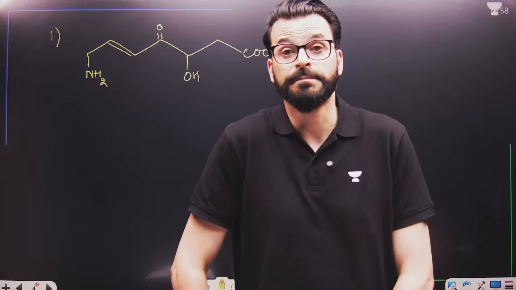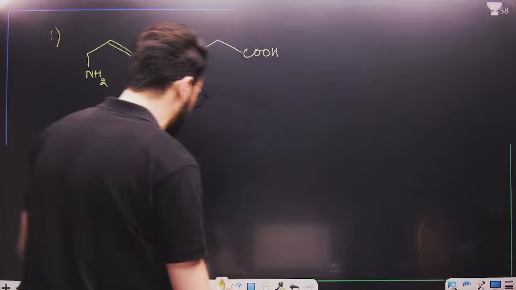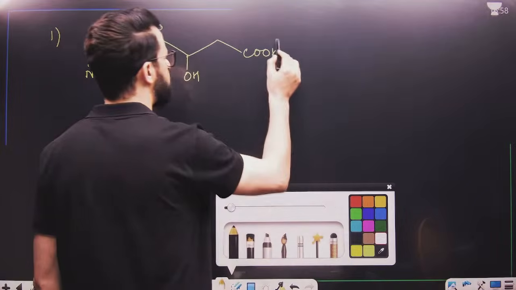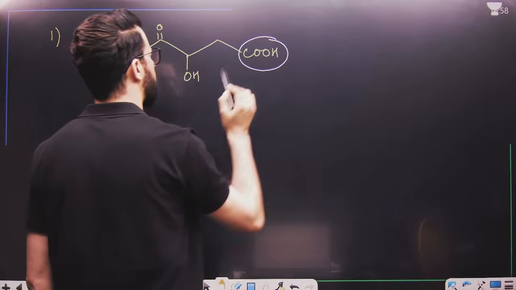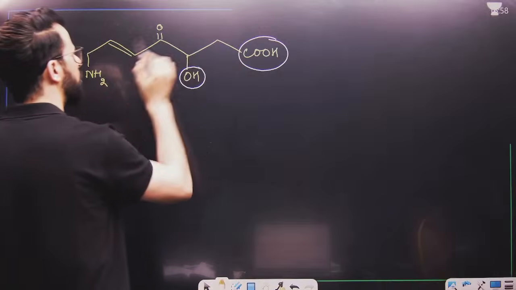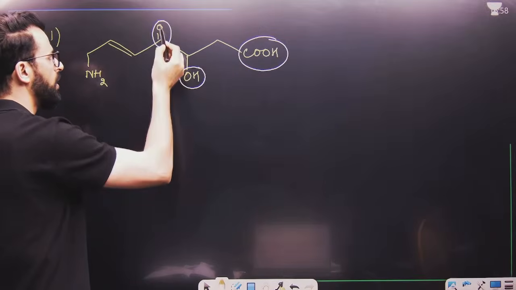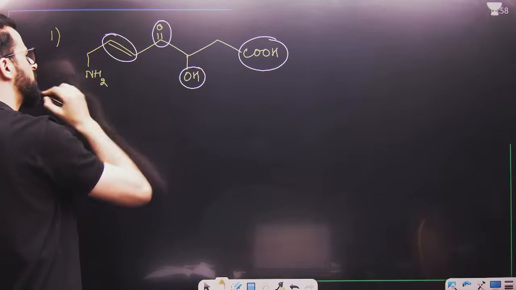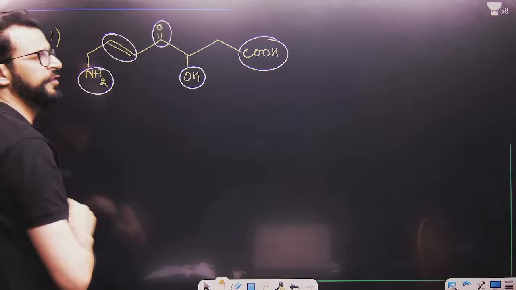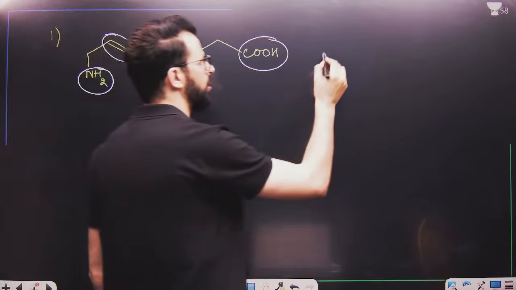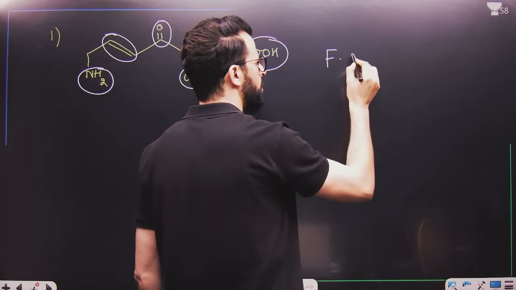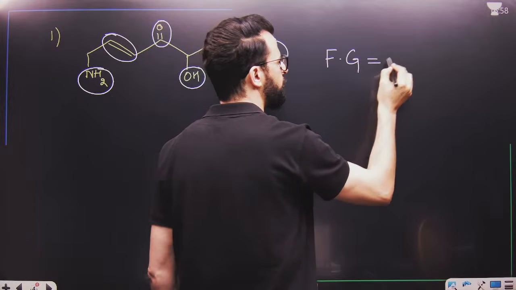So, my dear lovely students, listen carefully. This is what we call a functional group. This is a functional group. This is a functional group. This is carboxylic acid. This is alcohol. This is ketone. This is alkene. This is amine. So how many functional groups are there? There are 5 functional groups. Listen carefully. In total, there are 5 functional groups.